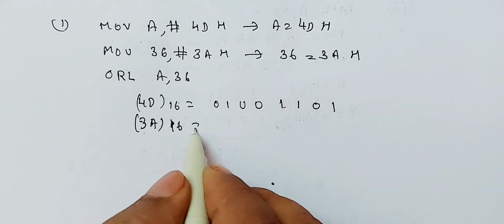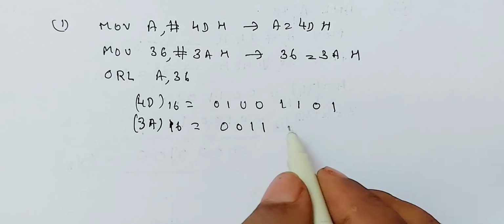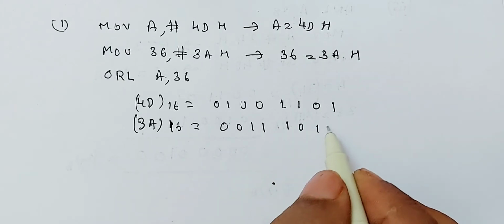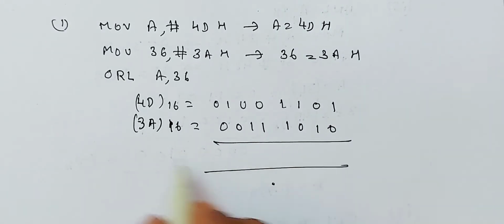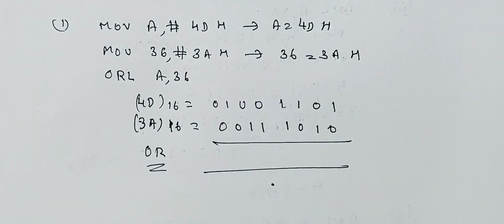H, that is hexadecimal number. 3 means 0, 0, 1, 1. A means 10, 1, 0, 1, 0. These two are in OR operation. In OR logic, 0 plus 0 is 0, 0 plus 1 is 1, 1 plus 0 is 1, 1 plus 1 is 1 itself. 1 represents higher state, 0 represents lower state. So higher state plus higher state is higher state itself.